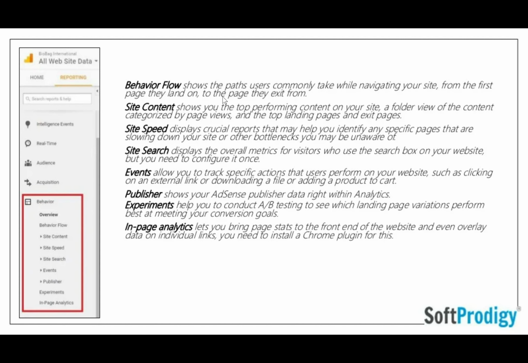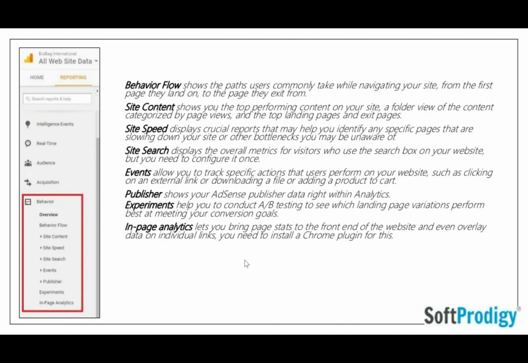Site content shows you the top performing content on your site, a folder view of the content categorized by page views, and the top landing pages and exit pages. The site speed displays crucial reports that may help you identify any specific pages that are slowing down your site or other bottlenecks you may be unaware of.